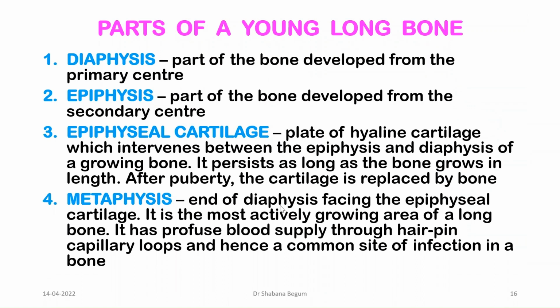The metaphysis is the end of the diaphysis which is facing the epiphyseal cartilage. It is the most actively growing area of a bone. It has profuse blood supply through hairpin loops, and hence it is a common site of infection because the bacteria and the microorganisms get stuck in the hairpin loops.